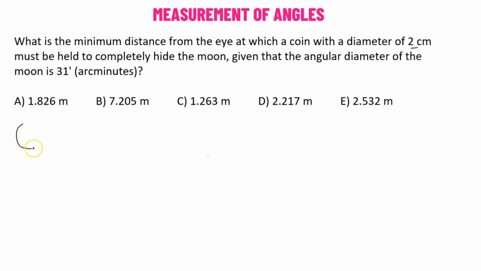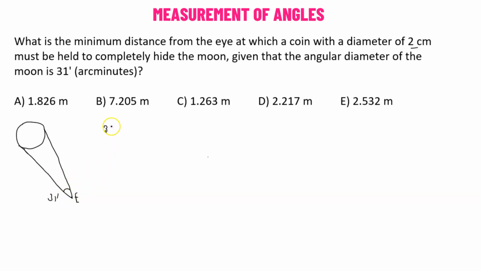So here we have our moon and we have an observer E. Here the angular diameter of the moon is given as 31 arc minutes. It means that if we consider E to be the center, then the angle subtended at the center by the moon is going to be 31 arc minutes. Fine. Since it's in arc minutes, let's try to convert this angle to radians first.